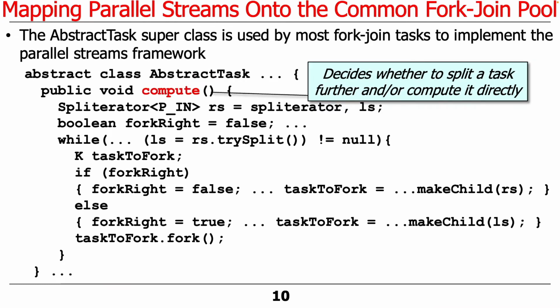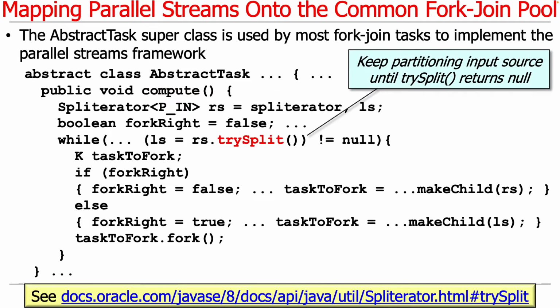It has a compute method, because everything that uses the fork-join task framework uses something that has a compute method defined on it. It's a recursive task or a fork-join task and so on. In this particular case, its compute method decides whether to split the task further or to compute it directly, because it's been split to the point where there's no more room for further splitting. It's reached its atomic size.